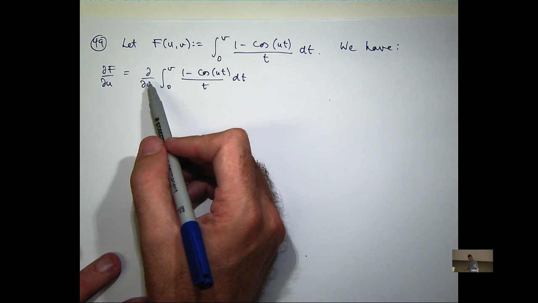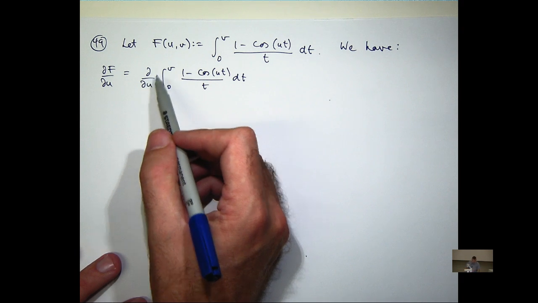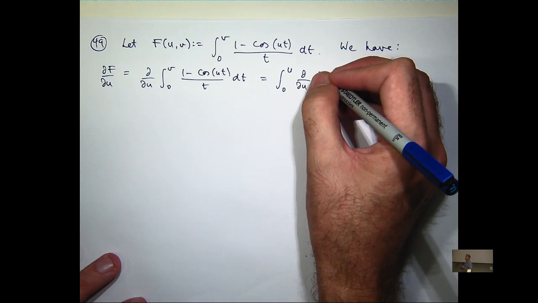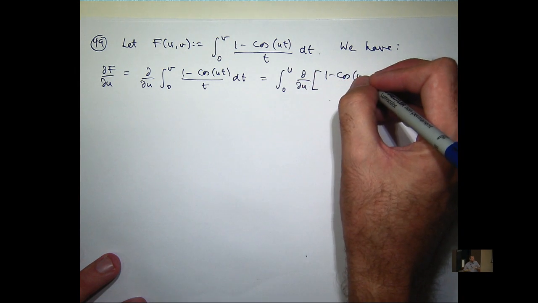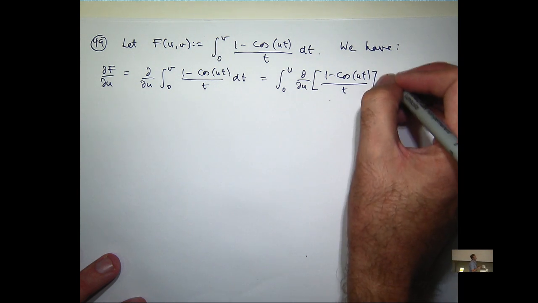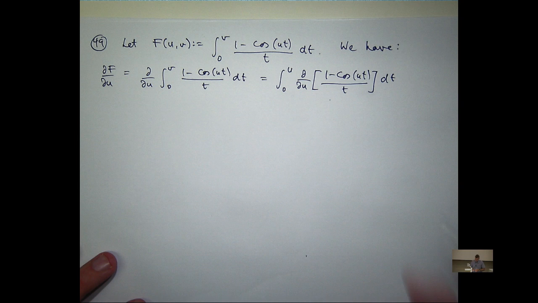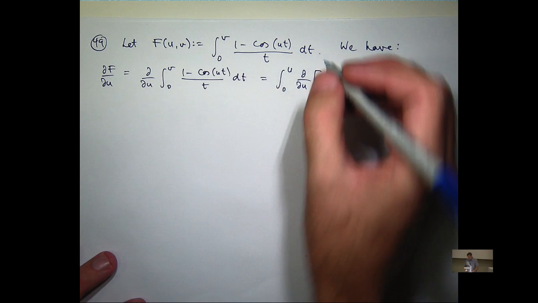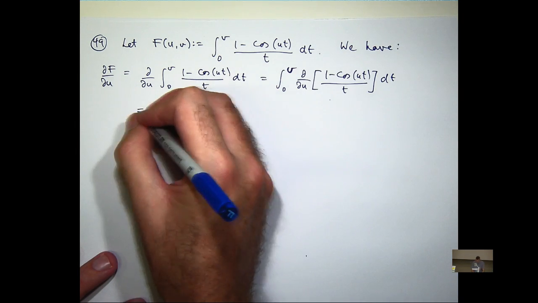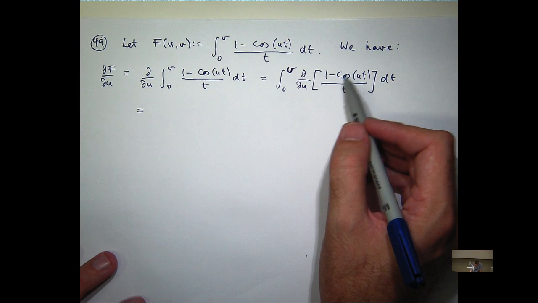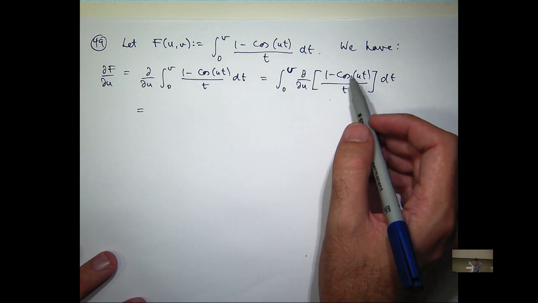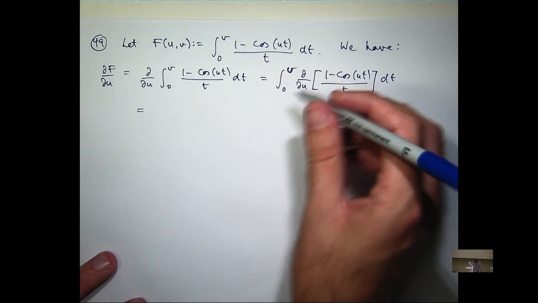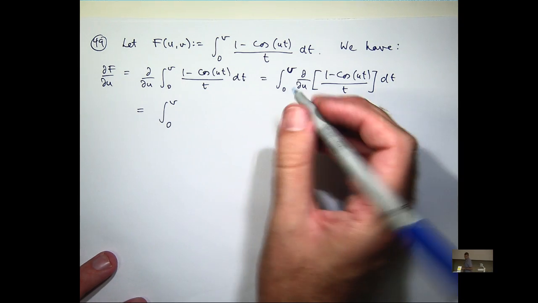Again, push the partial, or I guess the d du, inside the integral sign. So now I'm differentiating the integrand with respect to u. So this is a v up here. And so the cosine is going to go to negative sine. I'm going to bring a t to the front. And the 1's going to go to 0. So I'll get the following.